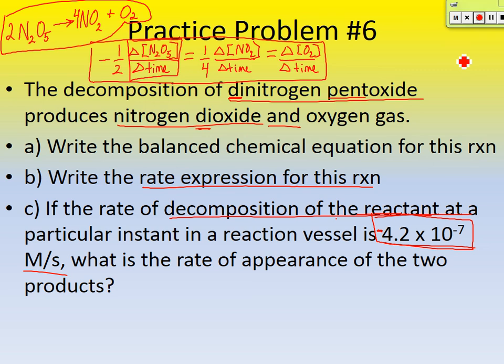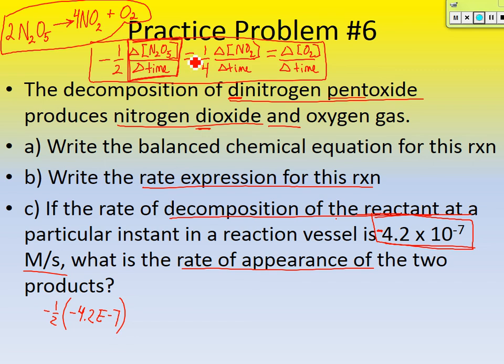Okay, so hopefully at this point you've answered C and you found the rate of appearance of the two products. I would like to show you how I would approach this problem. So I don't have much space, so I'm going to write real small down here. But what I'm going to do is use this rate expression. Again, this was the rate at which the dinitrogen pentoxide is disappearing. So I'm going to use that. So we've got the rate expression. It said a negative 1/2. And this is the rate it gave me right here, a minus 4.2 times 10 to the minus 7th.